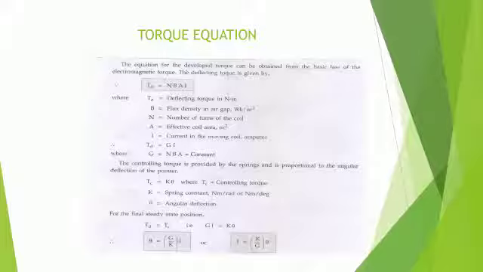The controlling torque is provided by the springs and is proportional to the angular deflection of the pointer. The controlling torque is indicated by TC, which is equal to K into theta, where K is the spring constant in Newton meter per radian, TC is the controlling torque, and theta is the angular deflection. At the final steady state position, the two torques become equal: deflecting torque equals controlling torque. So G I is equal to K into theta. From the equation, theta is equal to G by K into I. Otherwise, I is equal to K by G into theta.